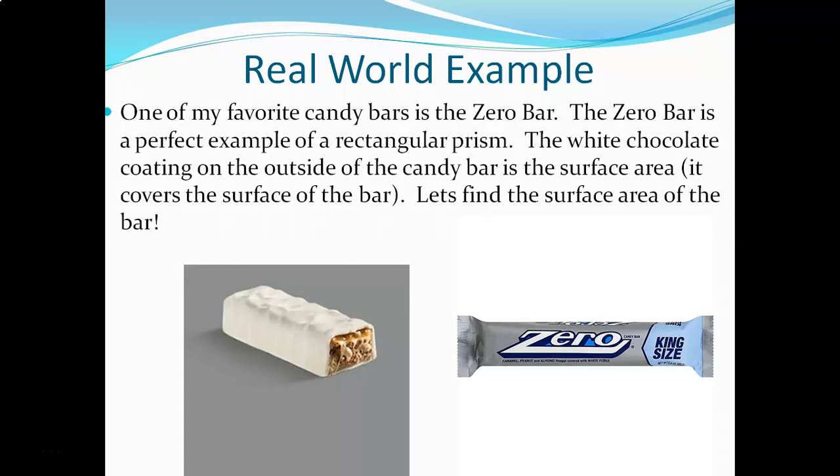It covers the surface. So if you paint a rectangular prism, we're not talking about what's inside the prism. We're talking about the outside of the prism. And that would be the paint. Here, it is the white chocolate coating. So let's find the surface area of the Zero Bar.